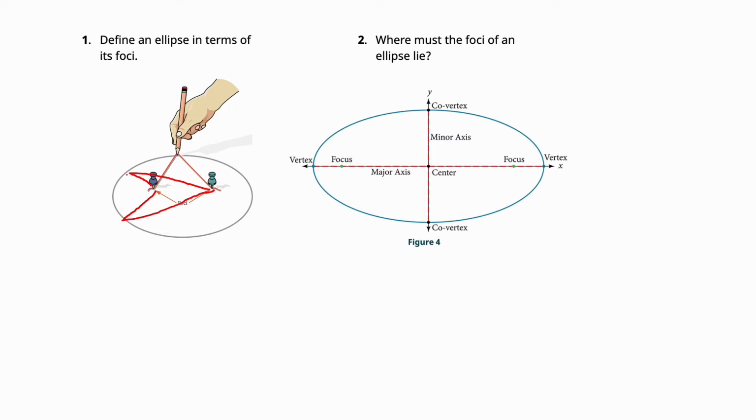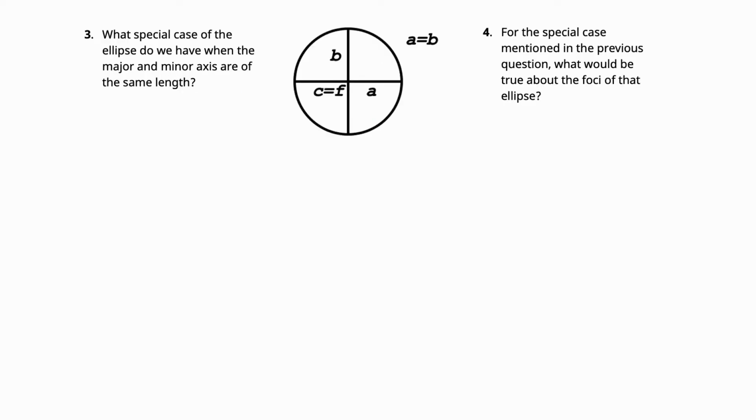Where must the foci of an ellipse lie? Well, it makes sense now that once we know that this is what it does, that this distance is going to be longer than this distance, so we know that they have to lie on the major axis, no matter which direction it goes.